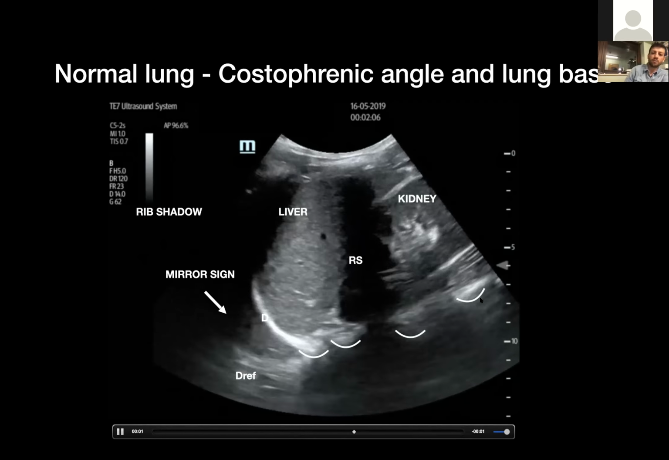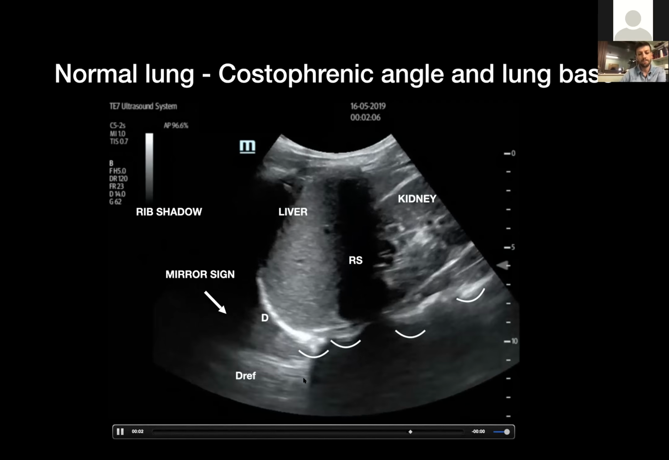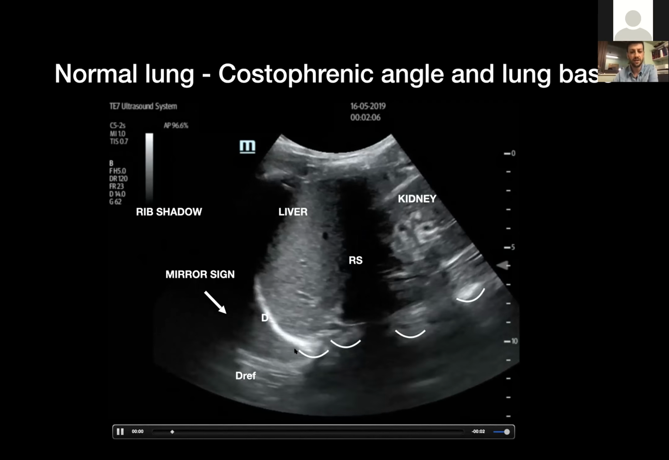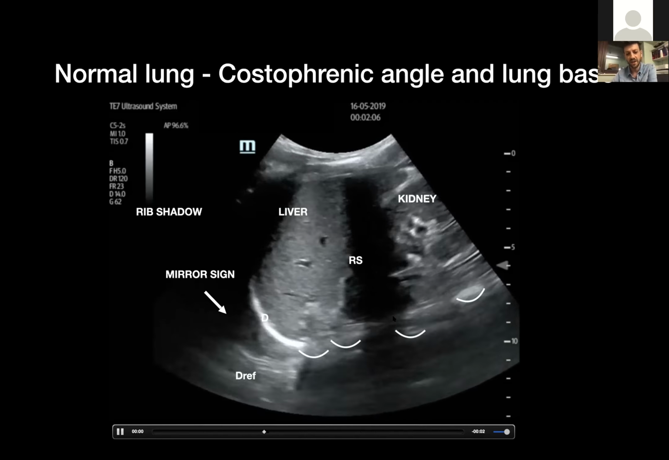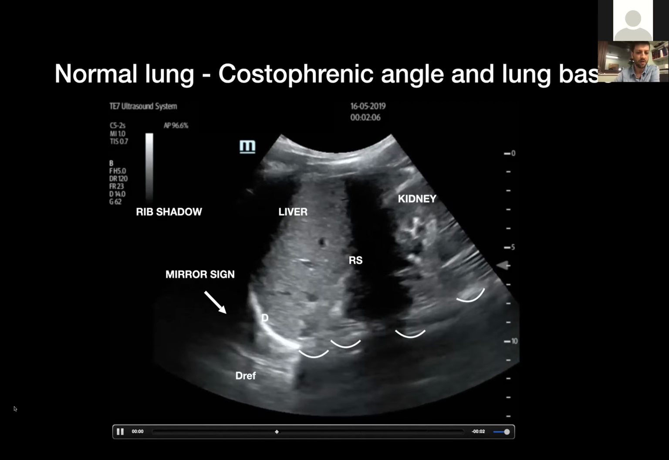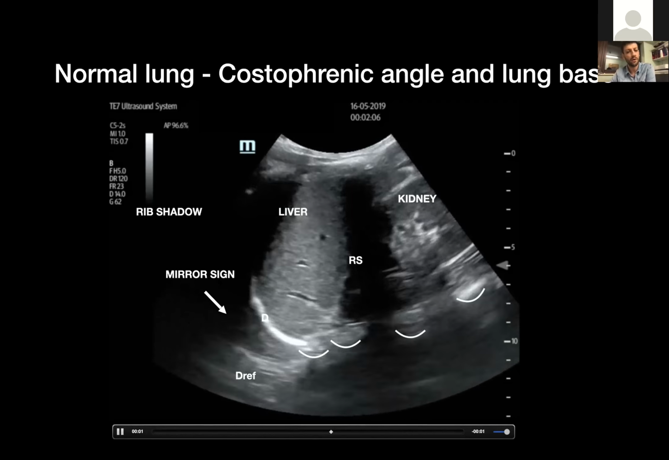I'll just point out that we can see some vertebral bodies just here, and that will end at the diaphragm. You will not see vertebral bodies beyond the diaphragm, because the air-filled lung has essentially reflected all of that ultrasound back. The change in acoustic impedance stops that ultrasound beam getting towards the thoracic vertebrae. And if we see vertebrae extending beyond the diaphragm, it means there is something pathological creating an acoustic window in the thorax.